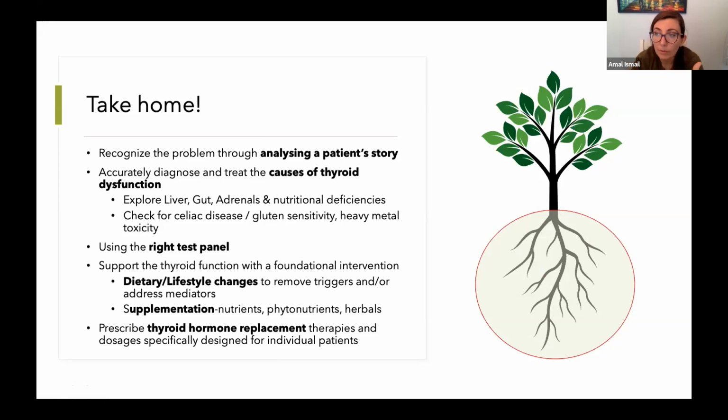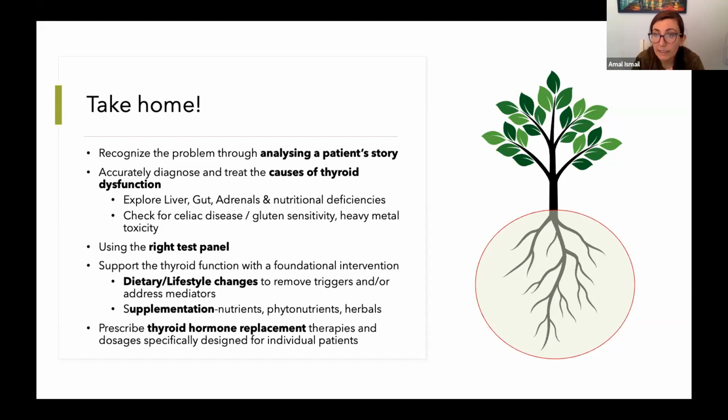Thyroid disease, hypothyroidism, or autoimmunity or hyperthyroidism doesn't just occur overnight. It's due to a series of things that occurred in your life that led to that point. And so we need to understand the triggers and the mediators that led to this dysfunction. We want to accurately diagnose and treat the causes of this thyroid dysfunction. As I mentioned, we want to look at the liver and the gut and the adrenals and the nutritional deficiencies, and we'd like to correct any imbalance that occurs there before we even consider thyroid medication.